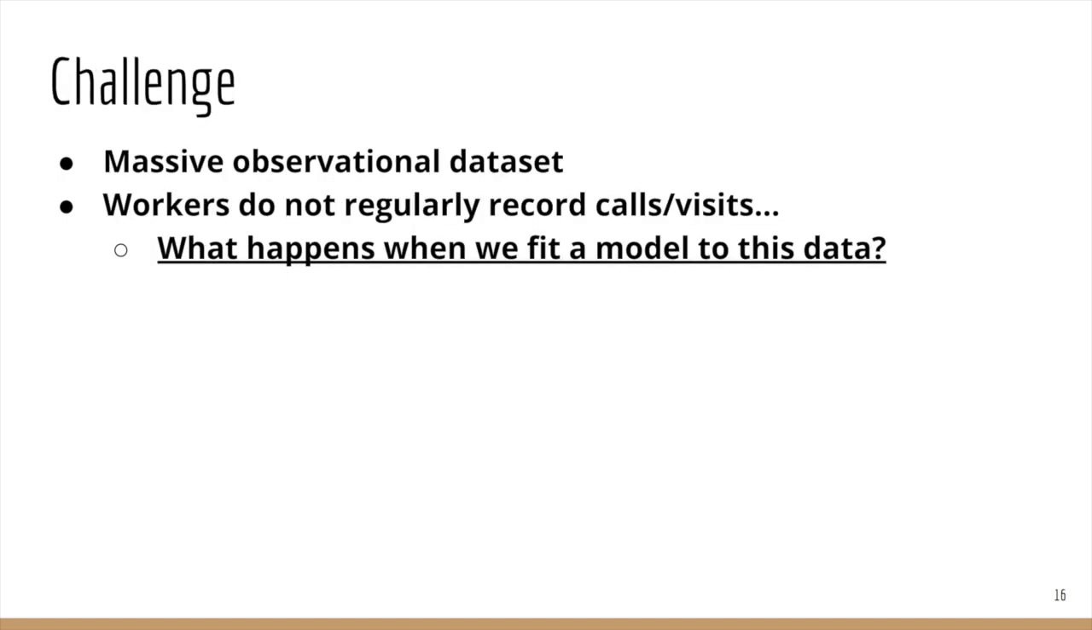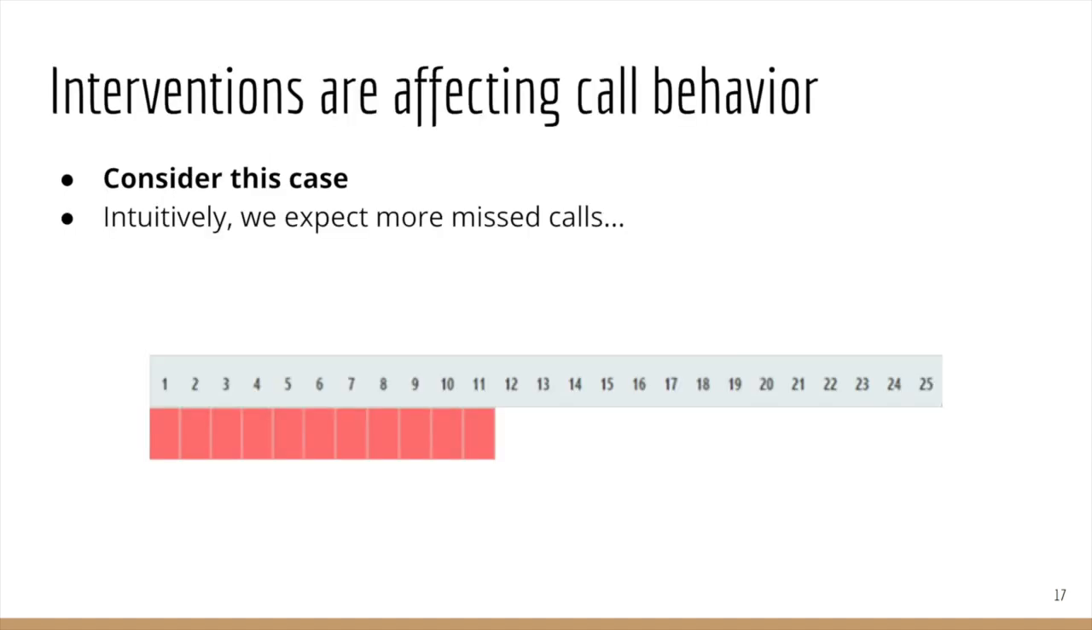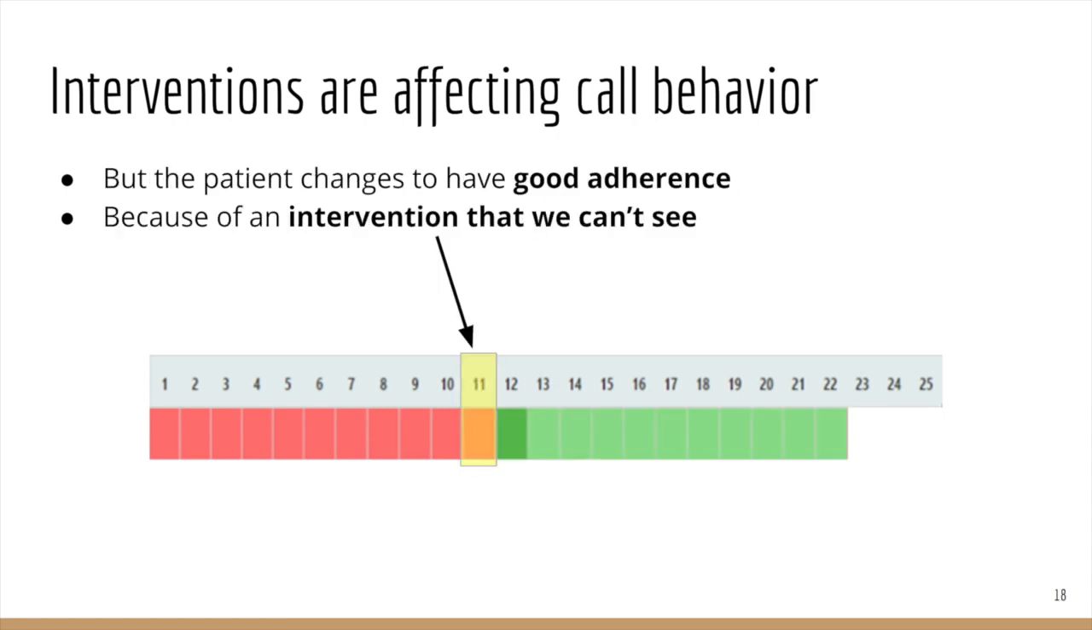The major challenge we face is that we work with a massive observational dataset in which workers don't regularly record interventions. So what happens when we fit a model to this data? Consider this case of a patient whose future adherence we are trying to predict. One would guess that they will continue to miss doses, but in the actual data, we see that they change their behavior. This is likely due to an unseen intervention carried out on the 11th day.